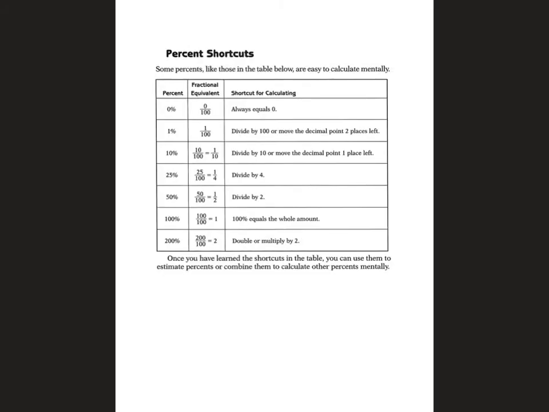So if we look at some percent shortcuts, 0%, the shortcut, it's always going to be 0. For 1%, divide by 100 or move the decimal point 2 places to the left. For 10%, it's over 100, so that's 1 over 10, or you can divide by 10, or you can move the decimal point 1 place to the left. 25% is 1/4, so you can divide by 4. 50% is 1/2, so that's dividing by 2. 100% is 1, so it's just the whole amount. And 200% you multiply by 2.